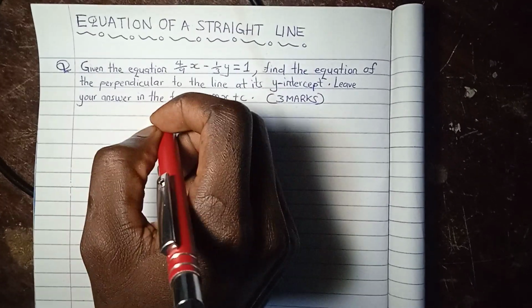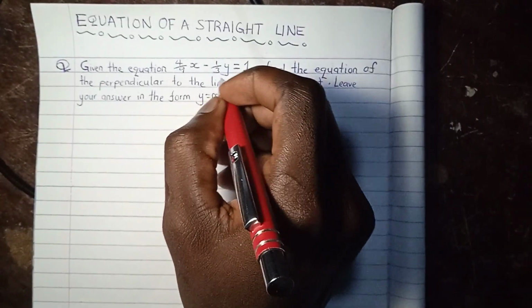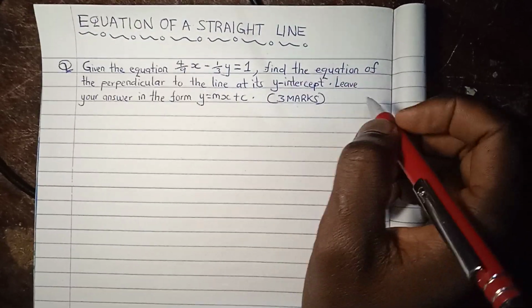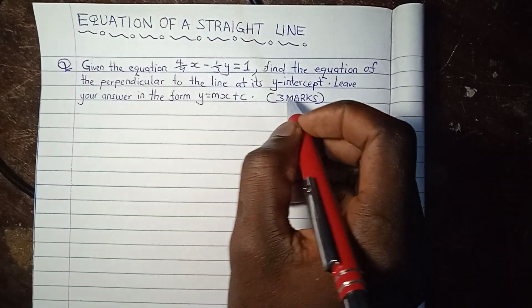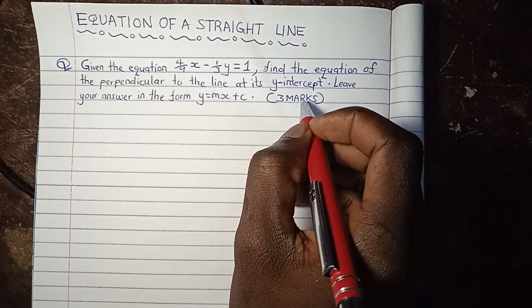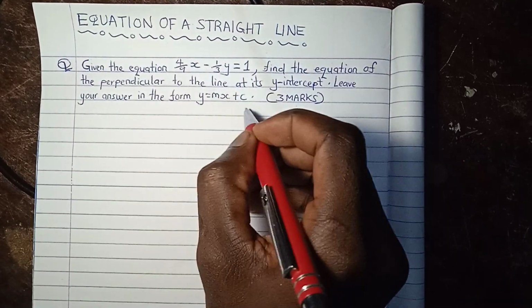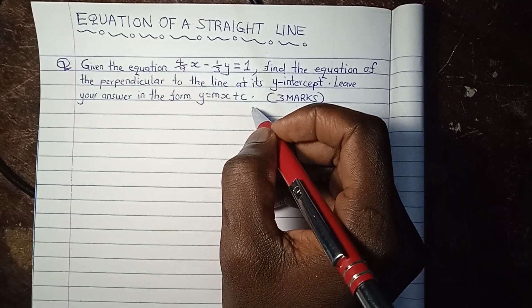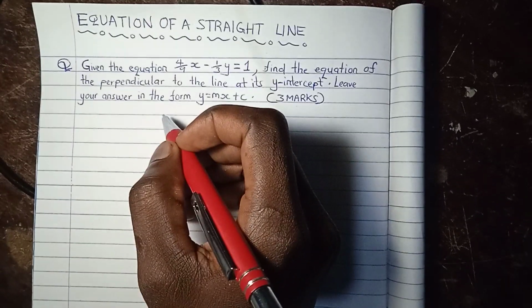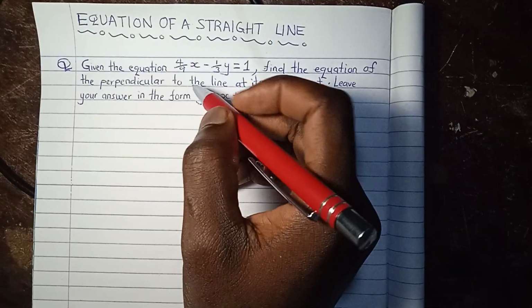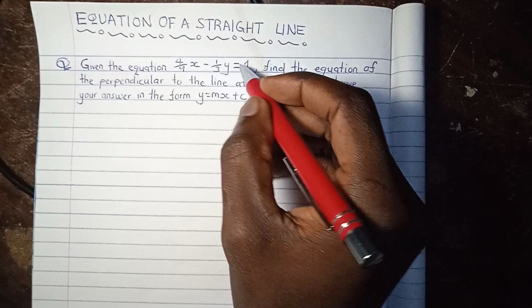Given the equation 4 over 9x minus 1 over 3y equals 1, find the equation of the perpendicular to the line at its y-intercept. Leave your answer in the form y equals mx plus c. Step 1, understand the equation. It is testing on the concept of equation of a straight line.